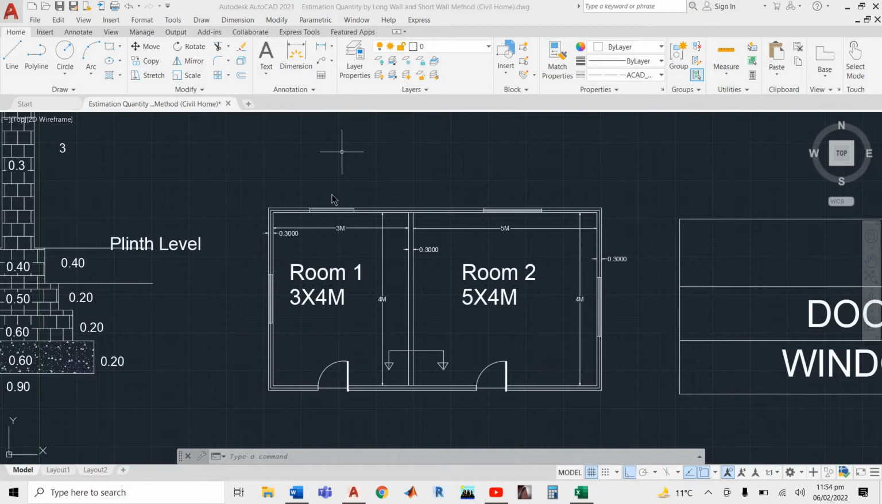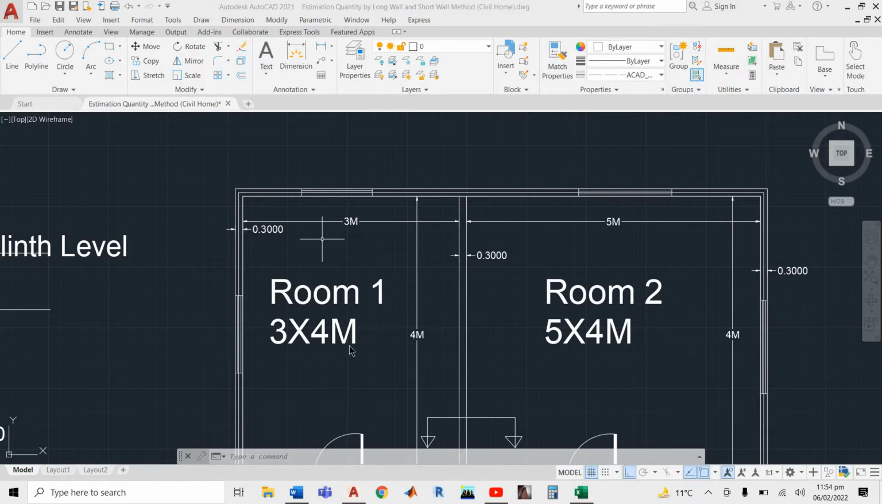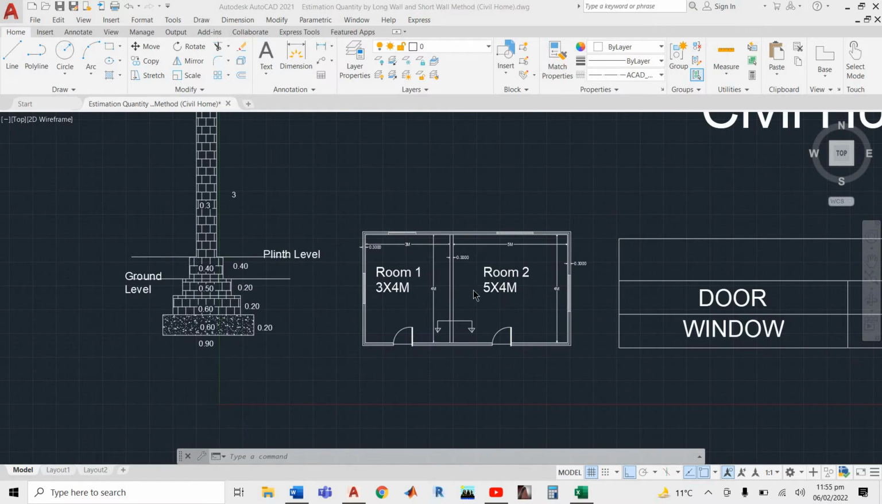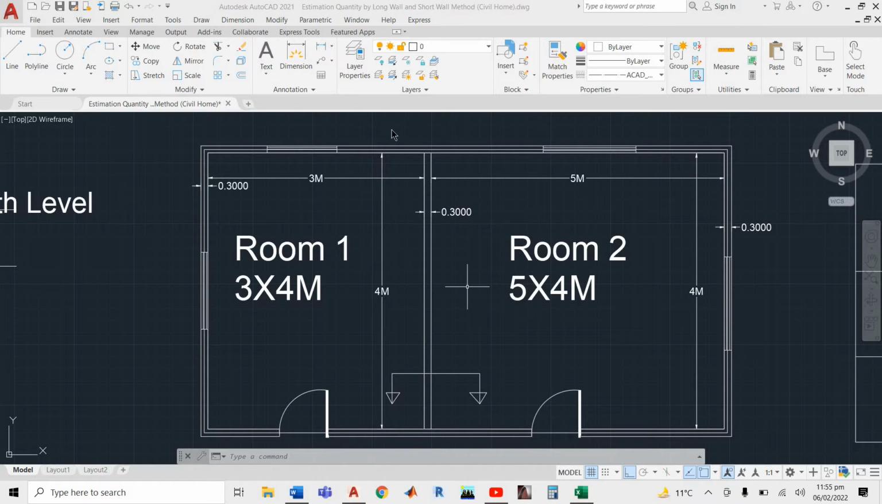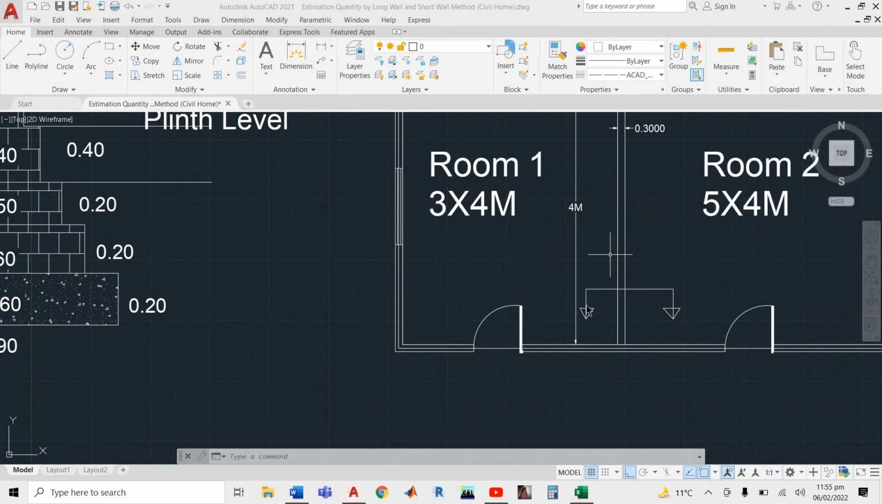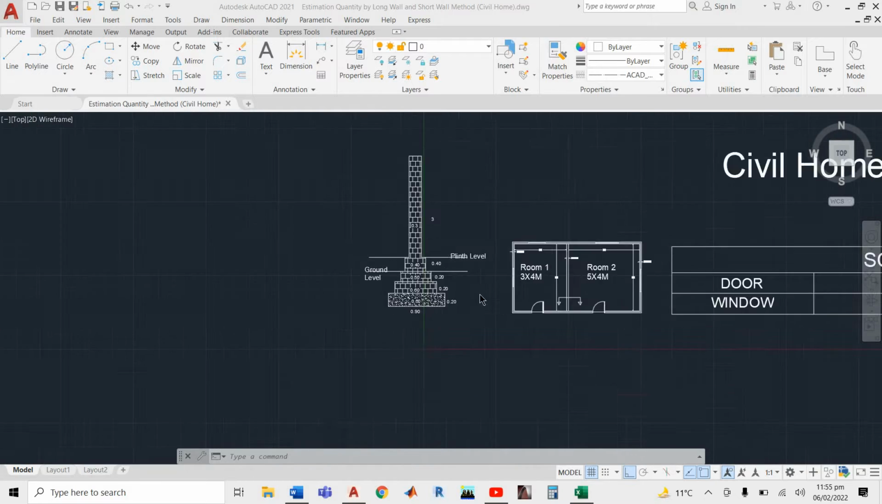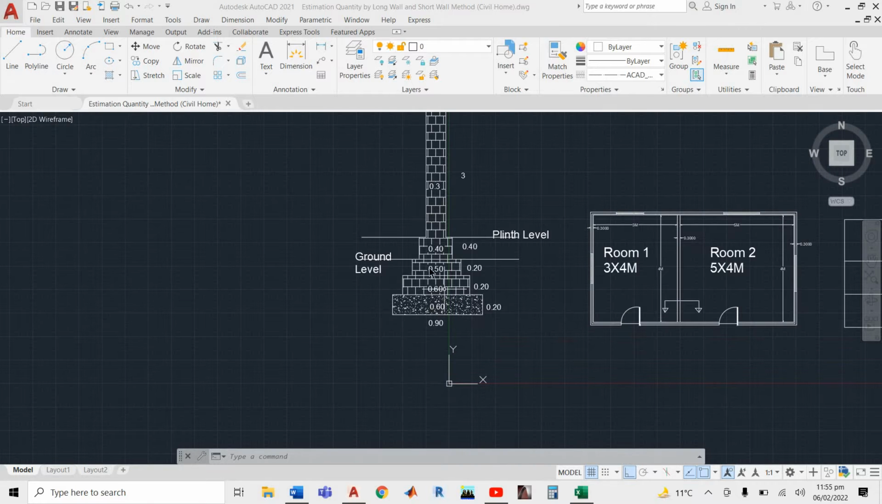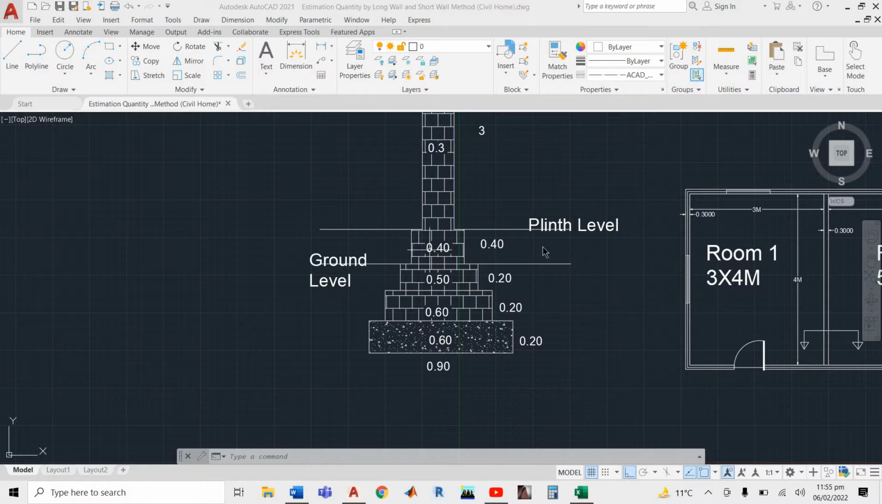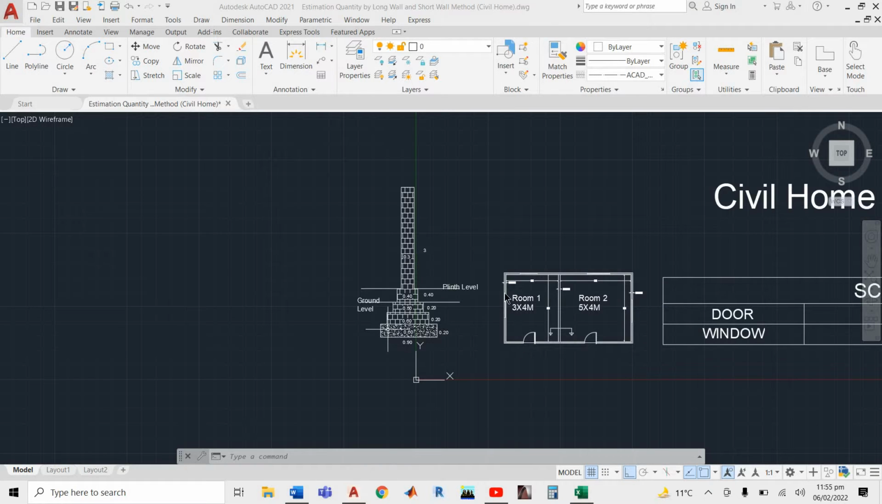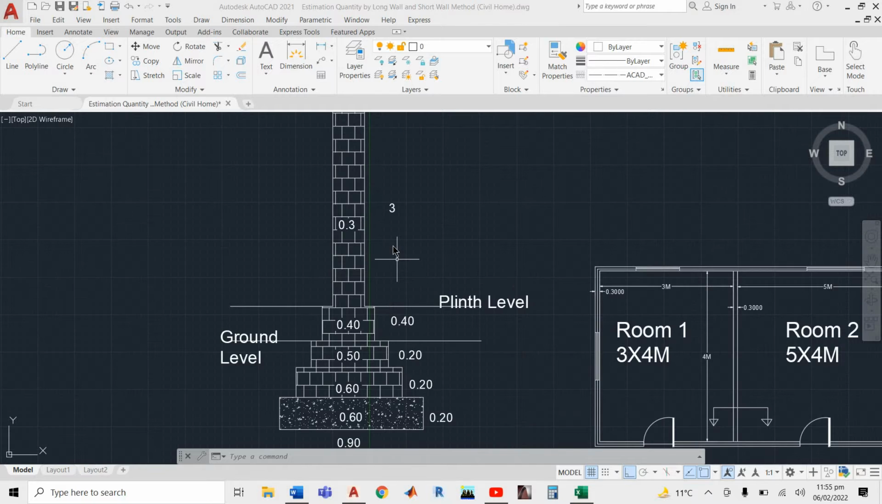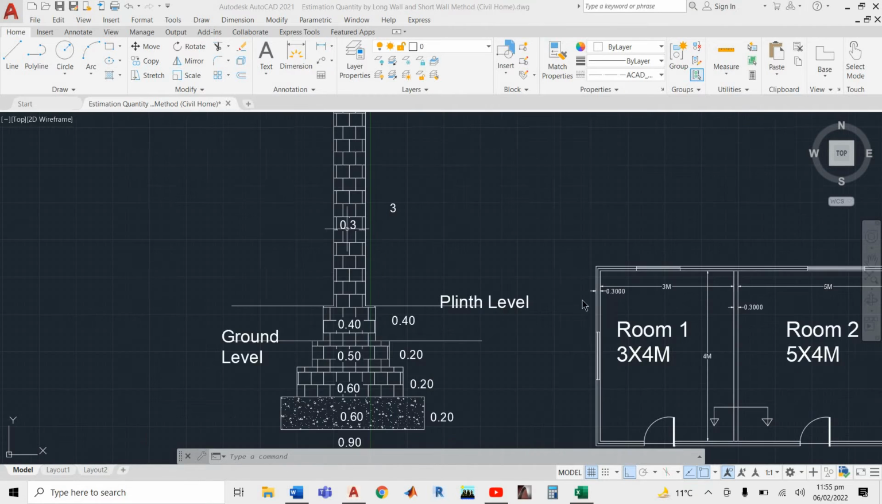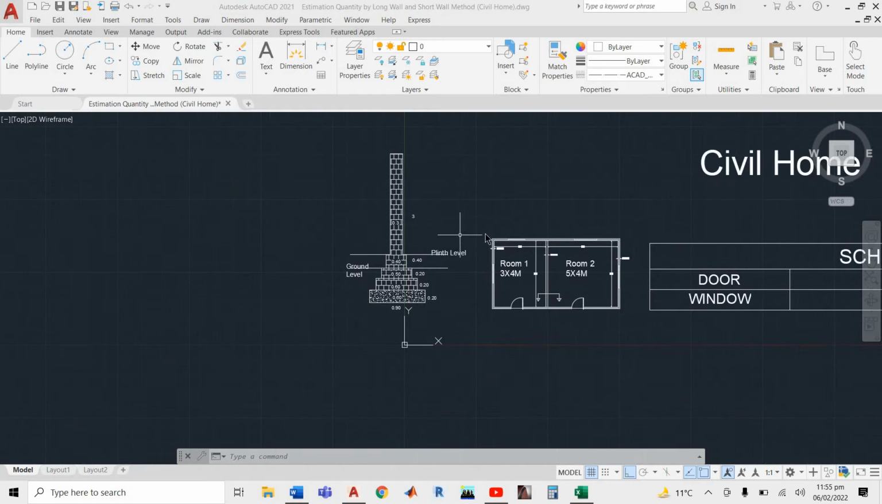Here the dimension is 3 to 4, which means 3 is horizontal and 4 is vertical. Here we have 5 to 4, which means 5 is horizontal and 4 is vertical. And here we have a cross section. In the cross section we have PPC and 3 steps of the footing. The third step is called plane level, and up to here is called ground level. Here we have the brickwork of the wall, the cross section of this wall up to 3 meters. The thickness is also 0.3, because here we have 0.3 thickness.